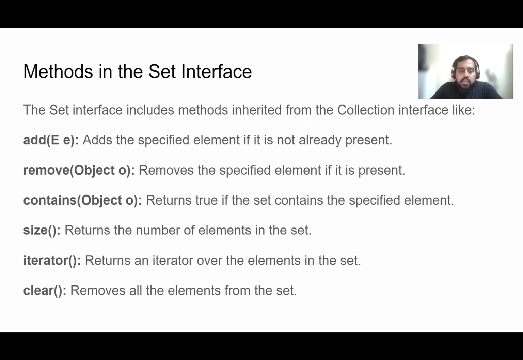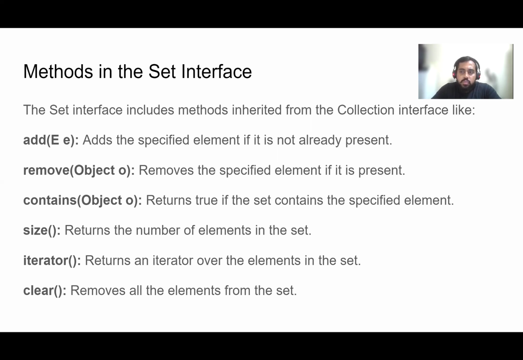The contains method also looks into the entire set, and it will return true if that element is present in that set. The size will return the number of elements in the set. Iterator will return an iterator over the elements in a set. That means it is just like a for loop. We need to iterate over each element individually, so we go with an iterator.